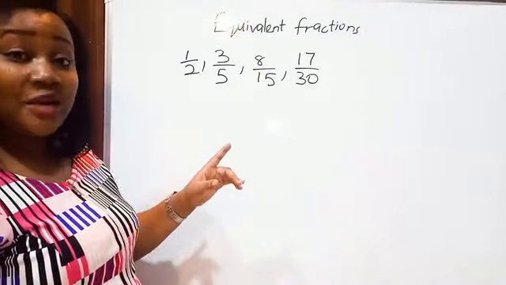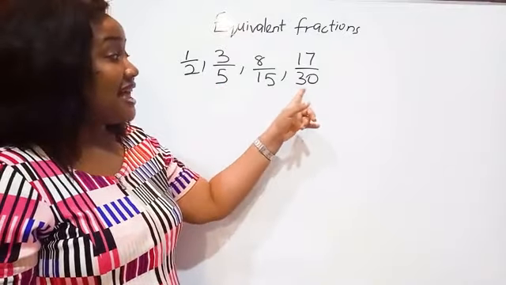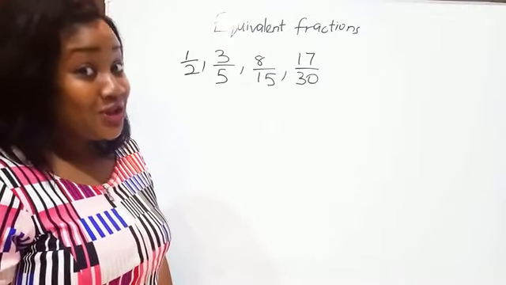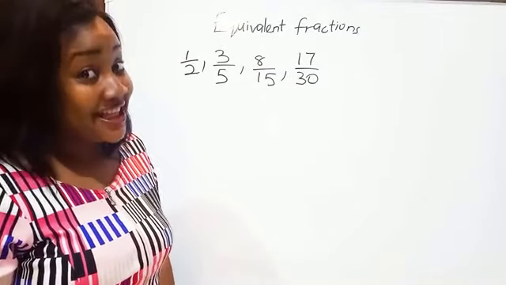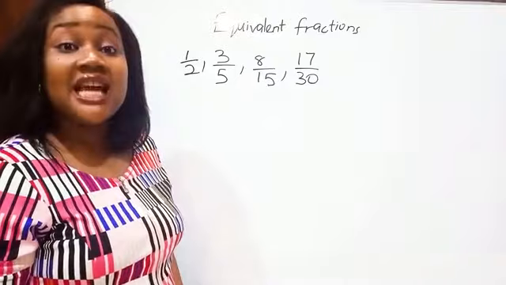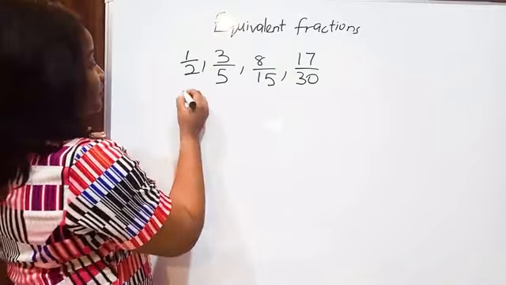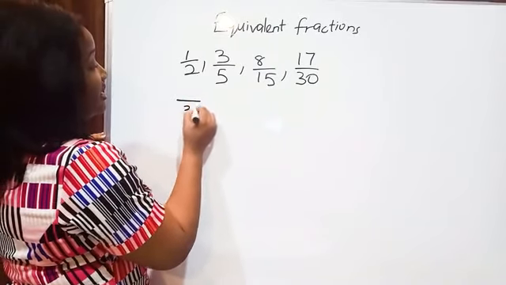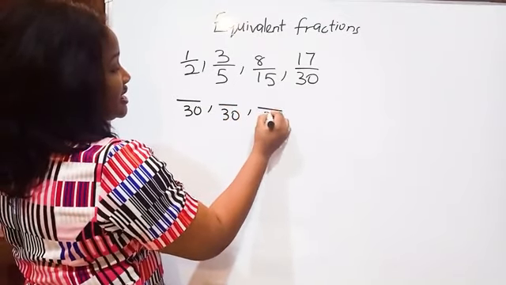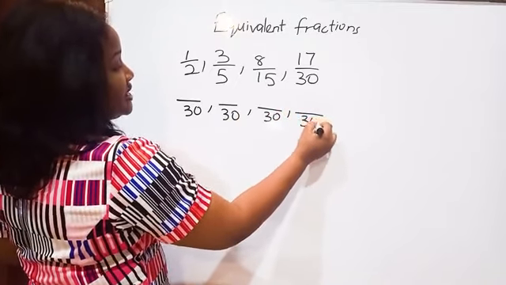Now you're supposed to find the LCM of the denominators, all the denominators of 2, 5, 15, and 30. I'll let you solve that on your own, but I'll give you the answer. But do make sure you practice how to get the LCM. So the LCM of 2, 5, 15, and 30 is 30. Now, we're going to make all of them have the same denominator, which is 30. That way, we're able to tell which one is greater.